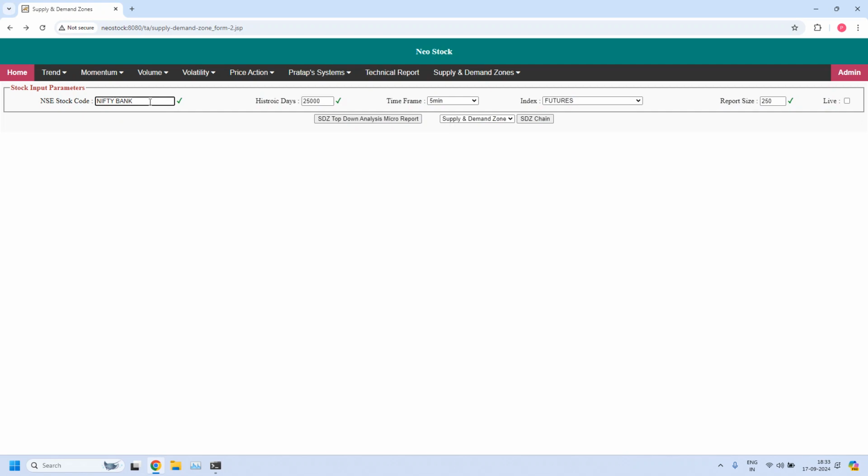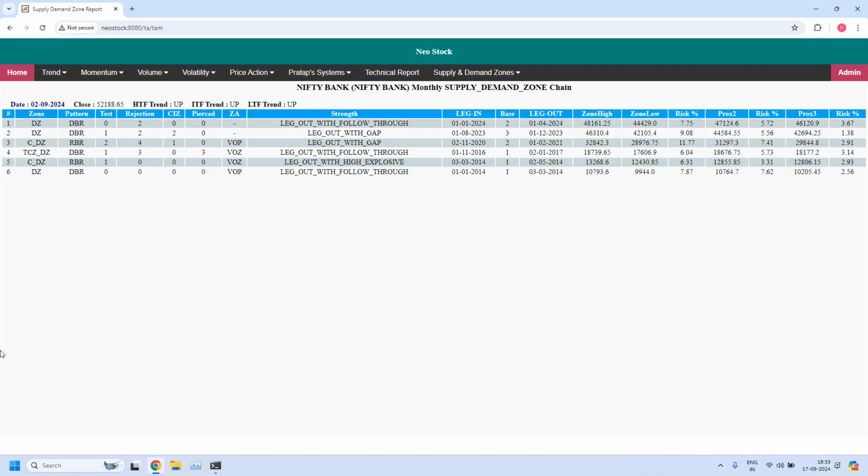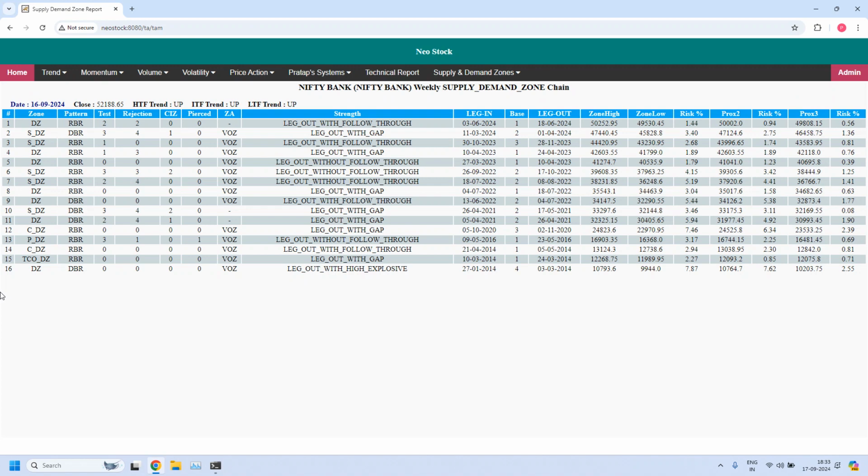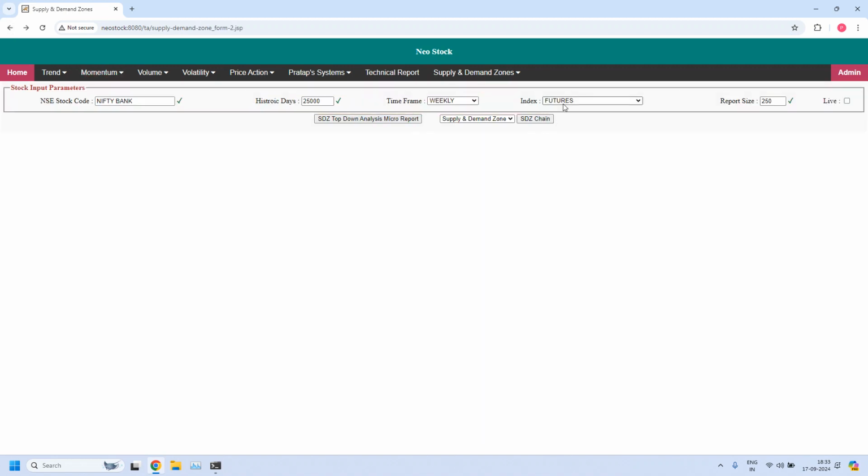So let's start with the monthly time frame. I am generating monthly supply demand zone chain for BANKNIFTY. The next time frame is weekly. I am generating weekly supply demand zone chain for BANKNIFTY. Next time frame is daily. I am generating daily supply demand zone chain for BANKNIFTY.